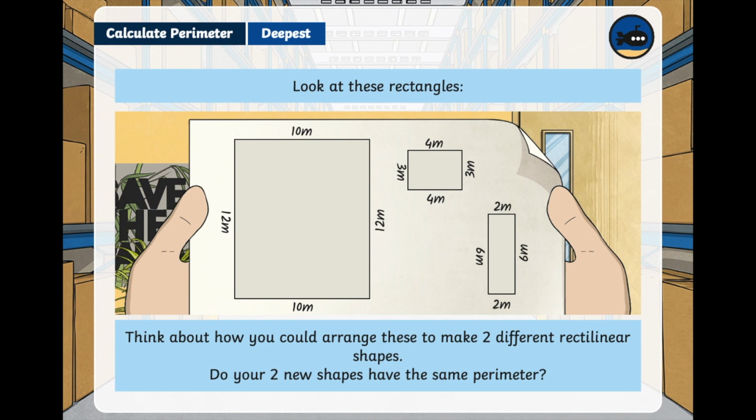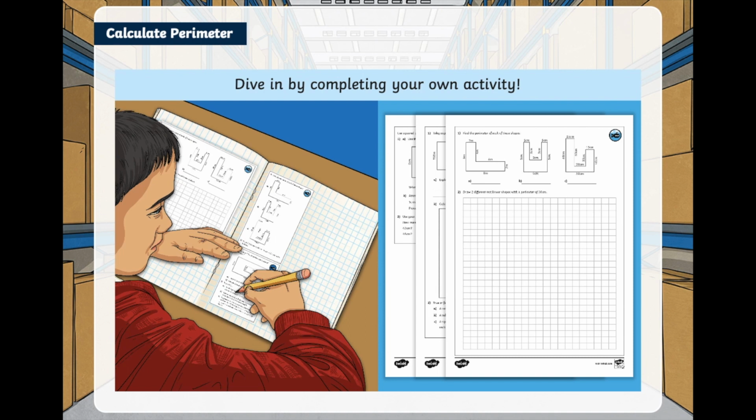Look at these rectangles. Think about how you might be able to arrange these shapes to make 2 different rectilinear shapes. And there's lots of different ways you can do this, but would your 2 new shapes have the same perimeter? That's just one for you to think about there. Okay, so hopefully that's helped you for today's activities. It's a little bit of a shorter presentation today, but hopefully it's helped and given you a better idea of perimeter. So that's all for today's maths lesson.